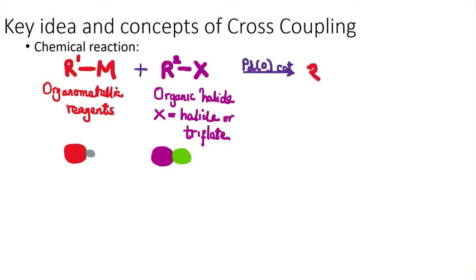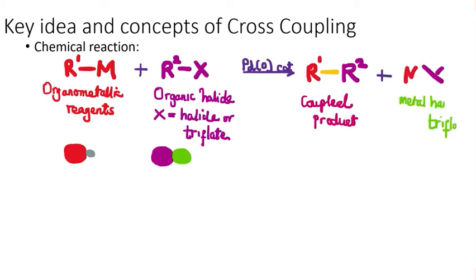catalyst. And this palladium catalyst does an interesting change in the positioning of the reagents. Therefore we have the orange bonding with the purple, which forms a new sigma bond after the cycle is completed, and we form a specific salt in the process. So in this case, what we see is a switch which leads to the coupled product being generated, and we have our metallic halide or triflate being produced.